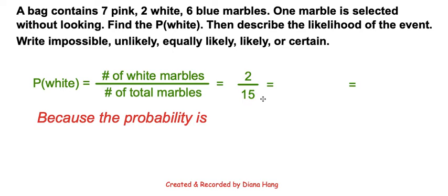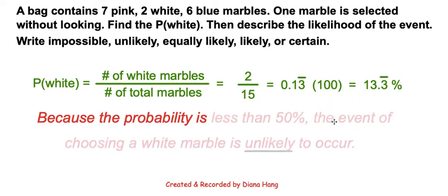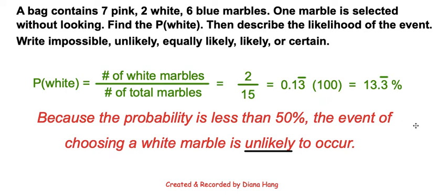You can write this ratio as a decimal, then multiply it by 100 to get the percentage of your probability. Now, we need to discuss the likelihood of this event occurring. So because the probability is less than 50%, the event of choosing a white marble is unlikely to occur.